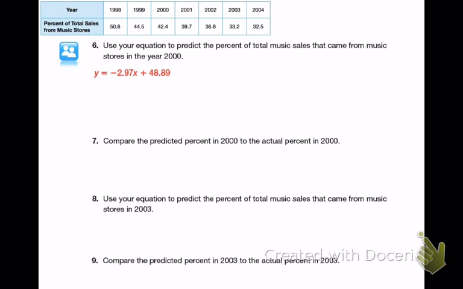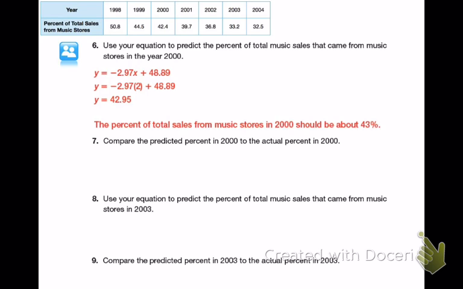Whoops, what's going on here? Let's try it again. 1998 was the year 0. 1999 was the year 1. 2000 would be considered year 2. So we're going to plug in the number 2 into our equation to make a prediction. So let's go ahead and plug in that 2. We're going to multiply and combine it with the 48.89. That gives us 42.95. So the prediction is that in the year 2000, music sales will be at 42.95.